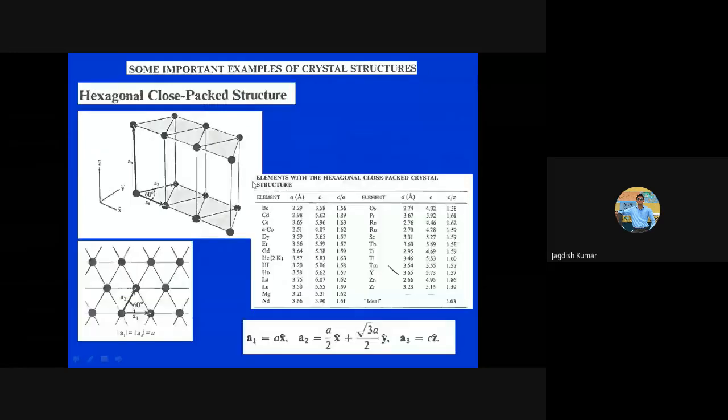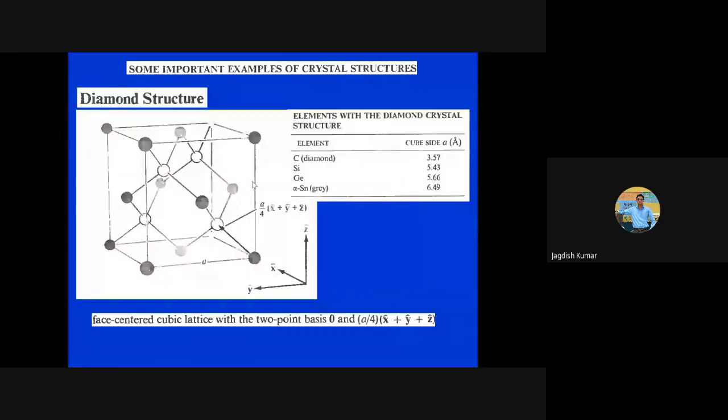So the first thing to notice here is that the diamond structure is actually a face-centered cubic lattice, or the lattice corresponding to the diamond structure is the FCC lattice. Now, I'm sure that most of the students are usually confused during their graduation days, or whenever they study this structure.